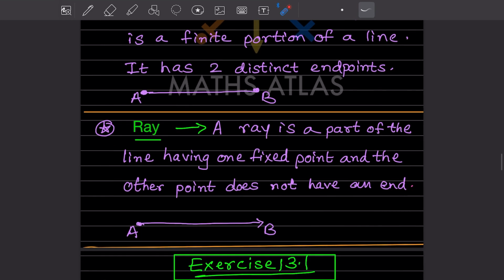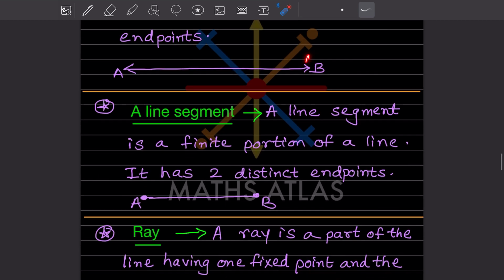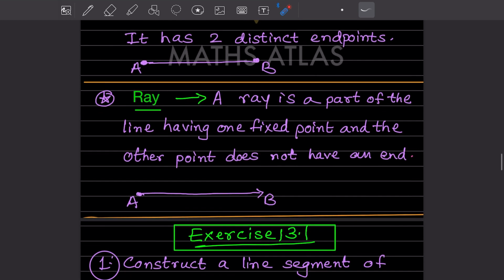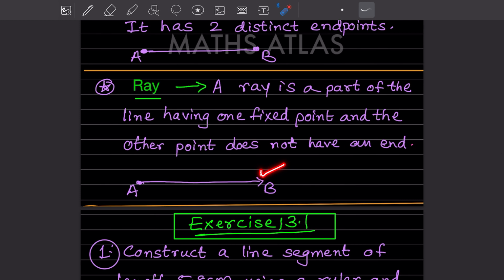Then comes the ray. In a line, there is an arrow on both sides. On this one, on one side there is an arrow. So this point is fixed. And what does this say? A ray is a part of a line having one fixed point. That is, this is the one fixed point, and the other point does not have an end. So this will be fixed, and the other point is going to go on. So these are the three terms we have seen over here.